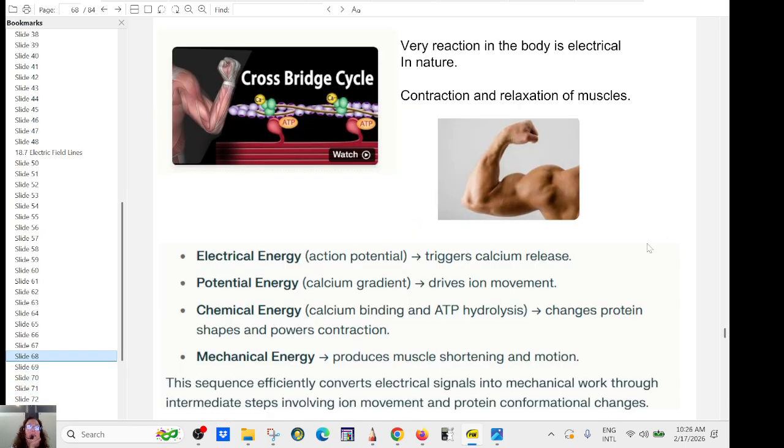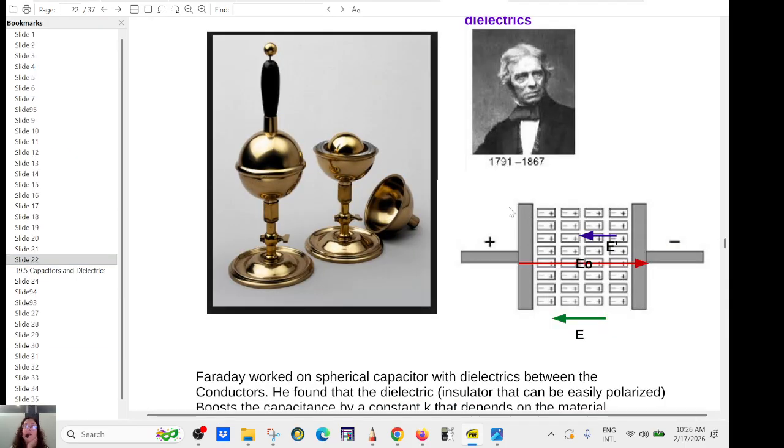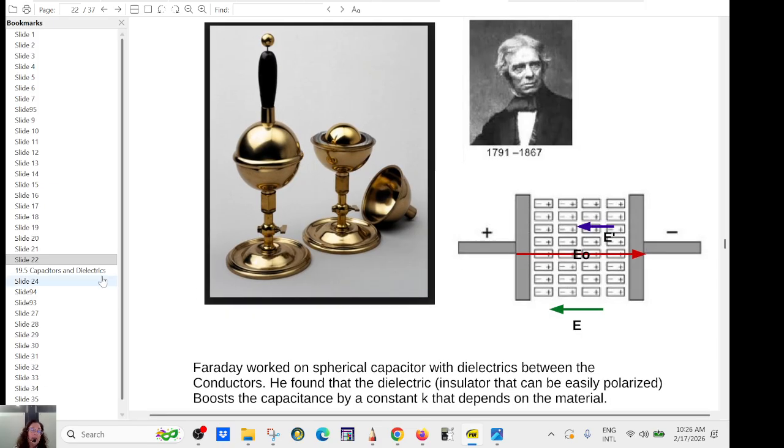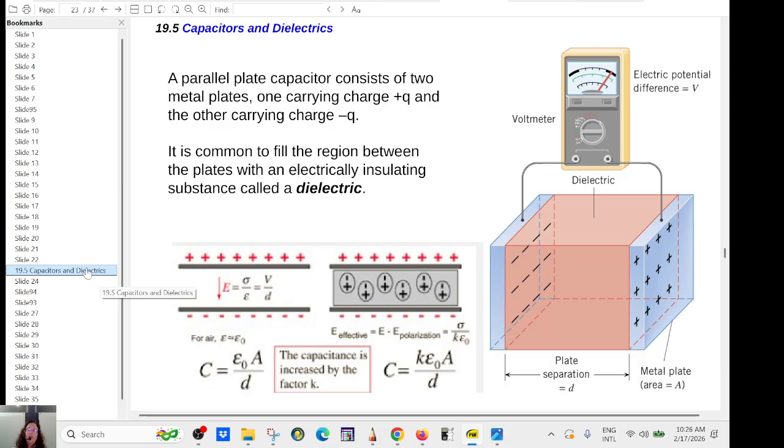So let's go back to our business. I don't know where we were now. Okay, Michael Faraday, dielectrics. Okay. So now if you have a dielectric, an insulator like paper, for example, in between, instead of having just air, you're going to boost the capacity. Even though the electric field will get weaker, you boost the capacity.